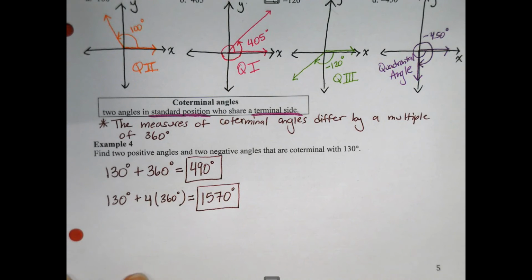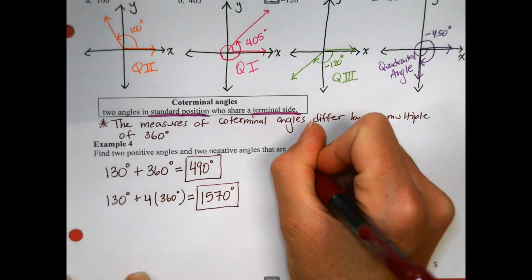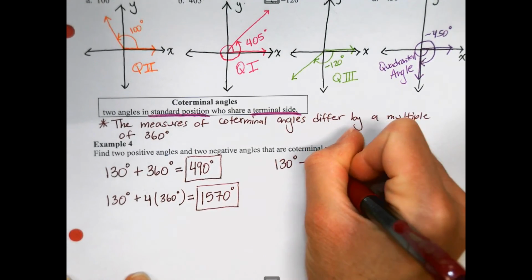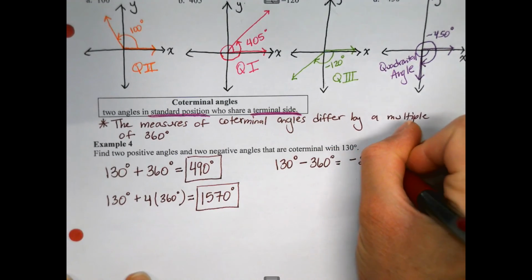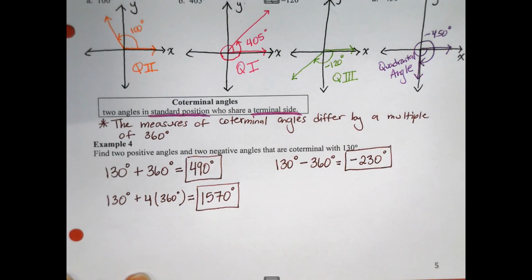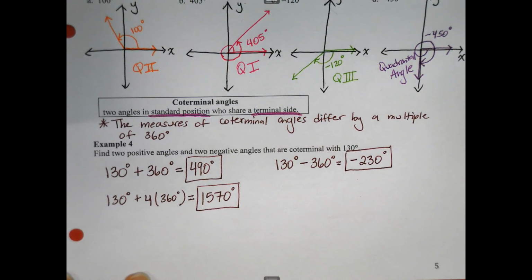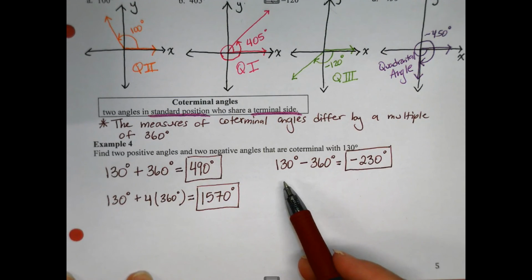Then we could subtract from 130 degrees. If we took 130 and subtracted 360 degrees, we end up with negative 230 degrees. So for that angle, the initial side and the terminal side are exactly the same as a 130 degree angle. They just differ by one rotation and the direction of the rotation.